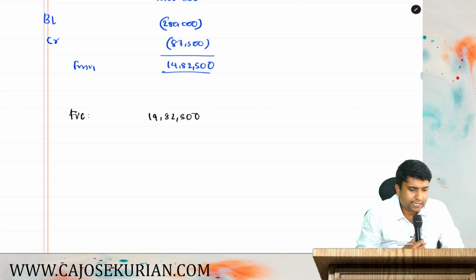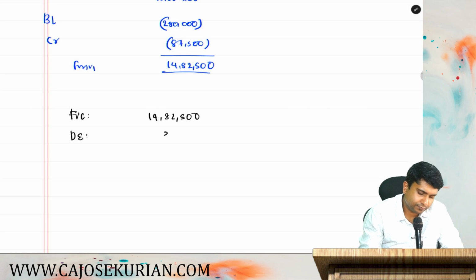Now, is there any direct expenses on transfer? Yes. They spend around 38,000 as the direct expenses on transfer. So can you tell me how much is the net sale consideration? 14,44,500. Then how about the cost of acquisition?